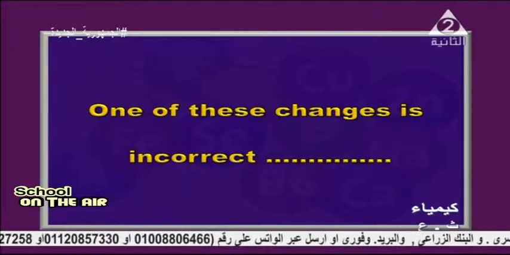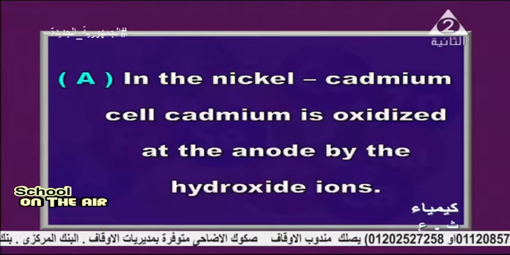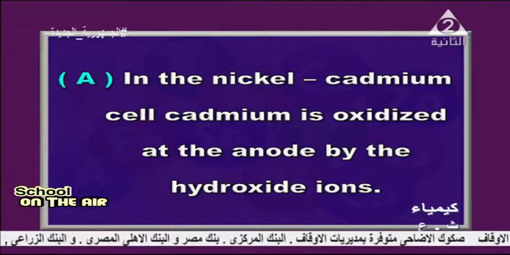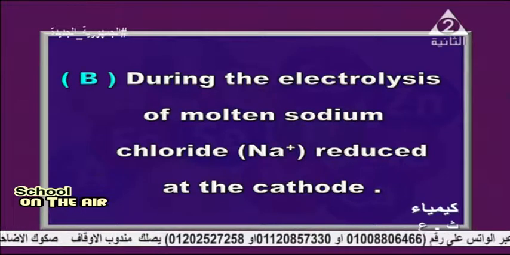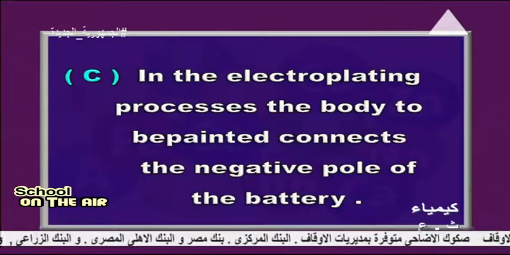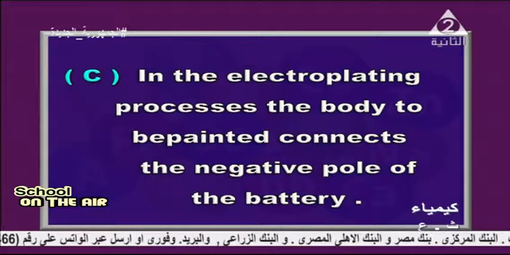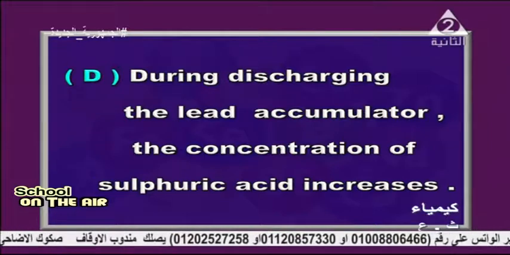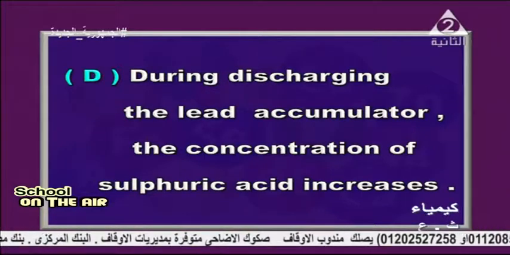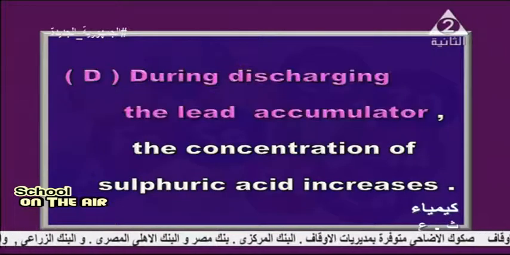Next, one of the statements is incorrect. In a nickel-cadmium cell, cadmium is oxidized at the anode by hydroxide ion. During the electrolysis of molten sodium chloride, sodium ion is reduced at the cathode. In the electroplating process, the body to be plated is connected to the negative pole of the battery. All of these are right. But during discharge of a lead accumulator, the concentration of sulfuric acid does not increase as the statement says, so this is the incorrect answer of these statements.